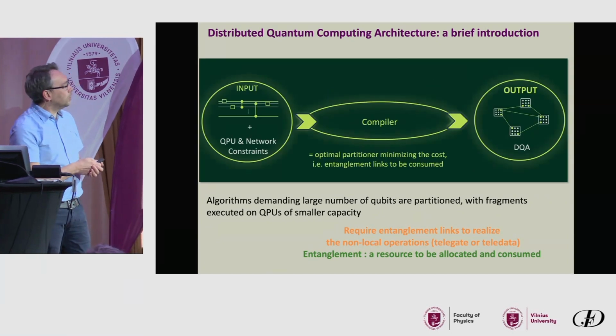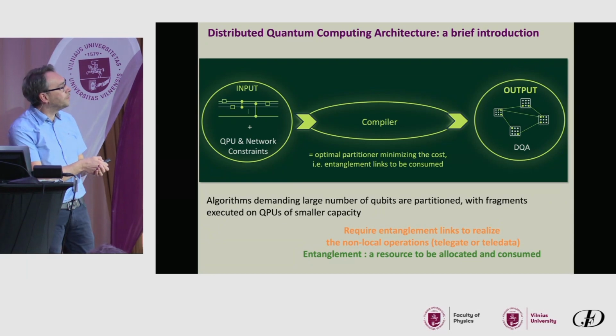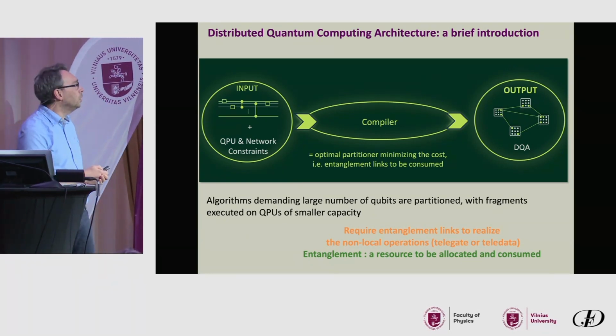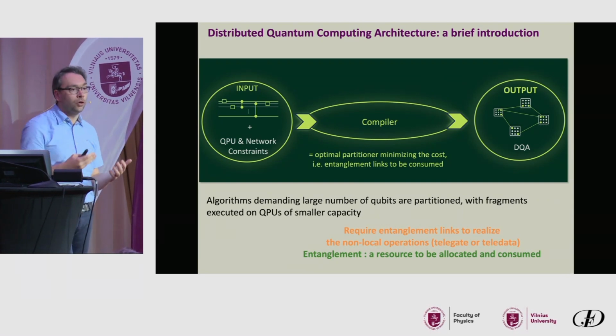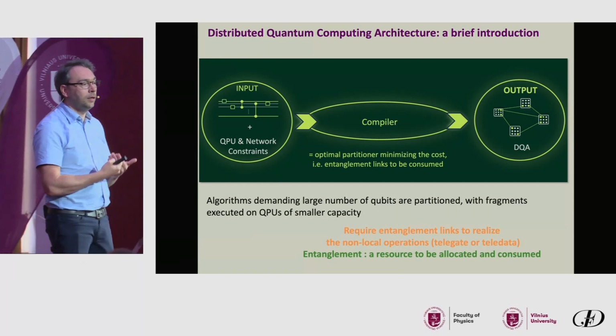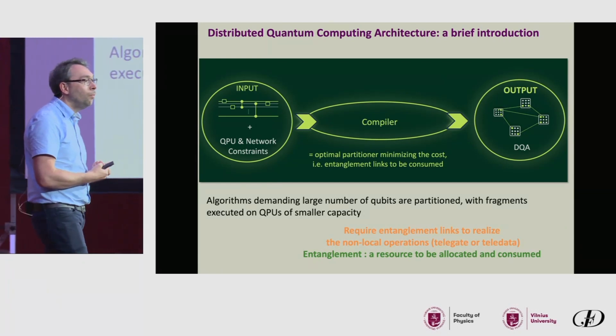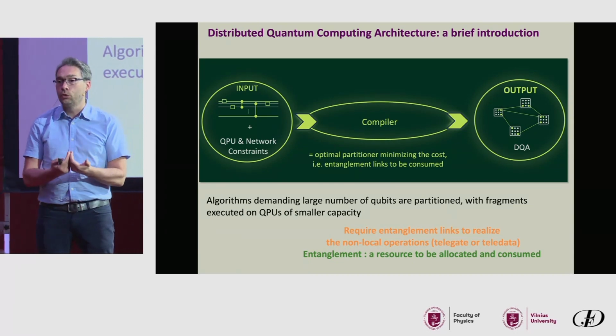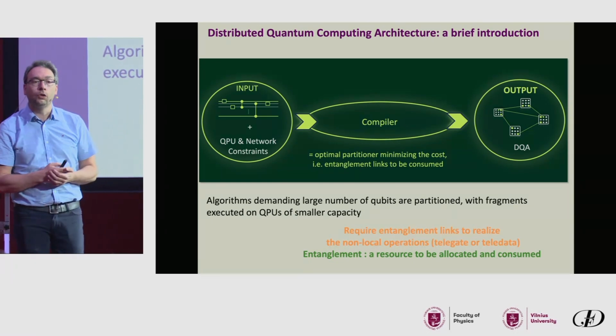So just here, what you need to go from this step to this step is what we call a quantum compiler for distributed quantum computing. So it's an optimal partitioner which has to minimize the cost. And what is the cost in this field? It is the number of entanglement links, the number of Bell pairs you have to produce and generate in your network.